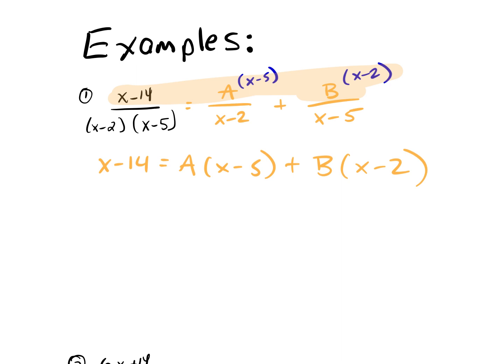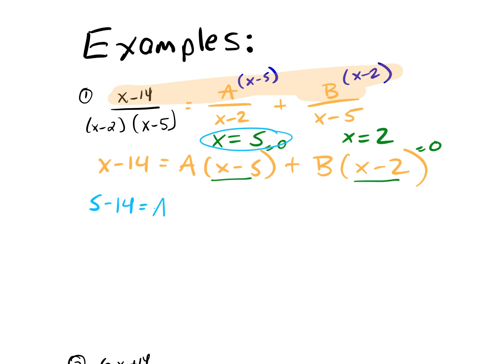Any questions so far? So next we want to plug in numbers that make our two factors here 0. So we would set them equal to 0. We'd get x is equal to 5 and x is equal to 2. So let's start by plugging in 5. So 5 minus 14 is equal to, what is 5 minus 5?